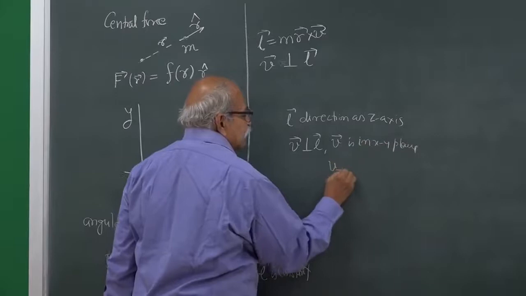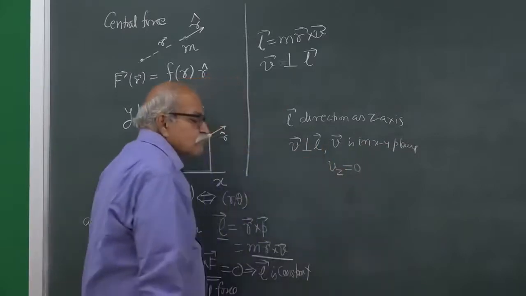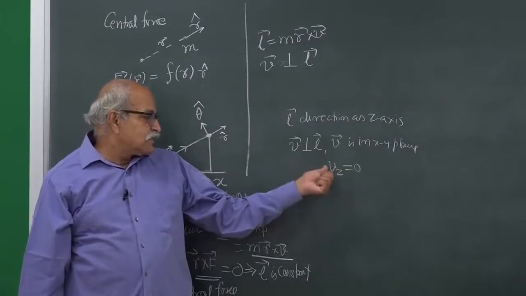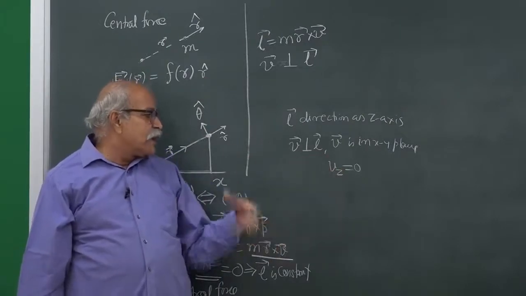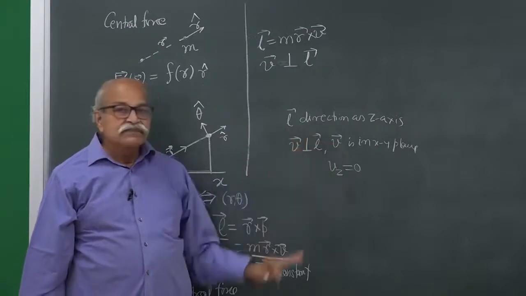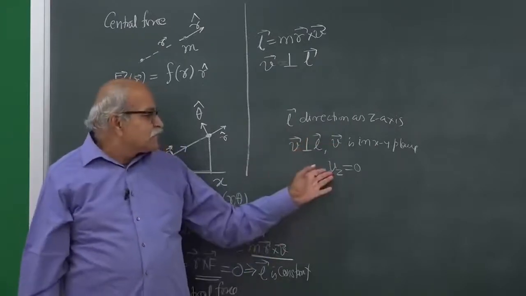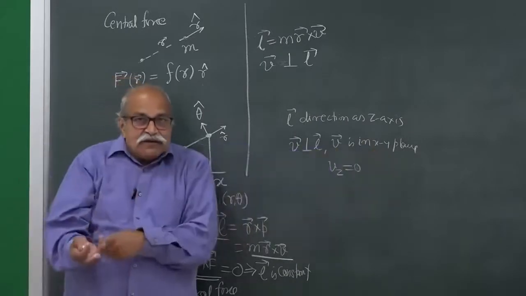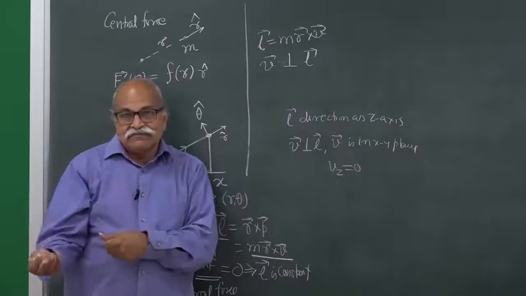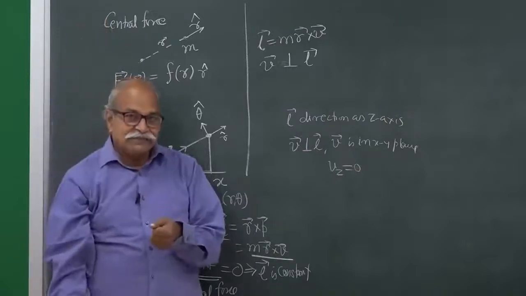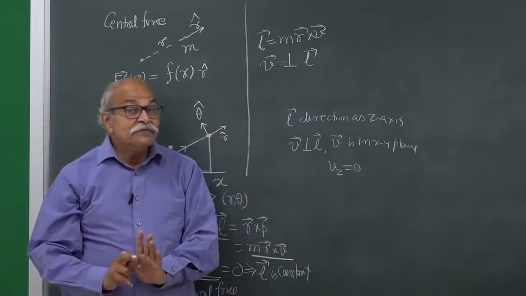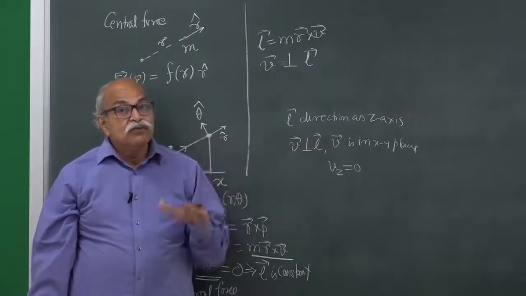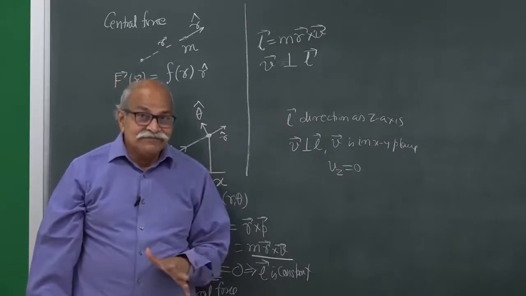That means Vz is 0, no component in z direction. So, if initially there is no component in z direction, then you cannot pick up any magnitude of that, it has to remain in the xy plane. The way you start, in this direction or that direction, will decide finally the plane of motion, and the particle must move in a plane.